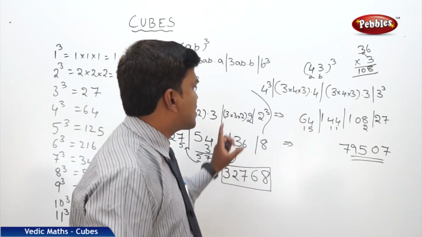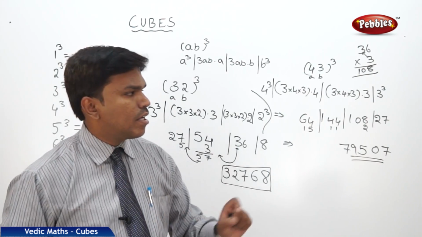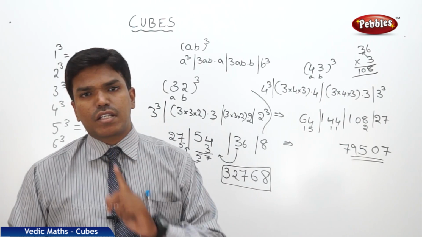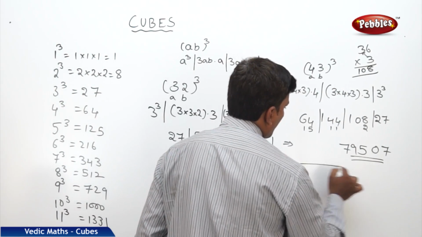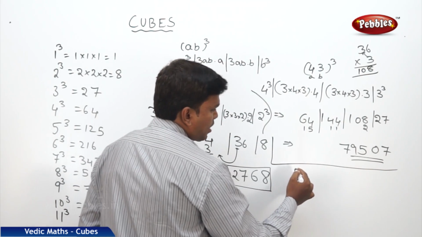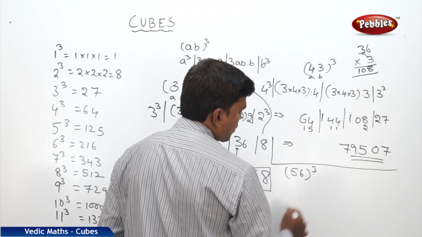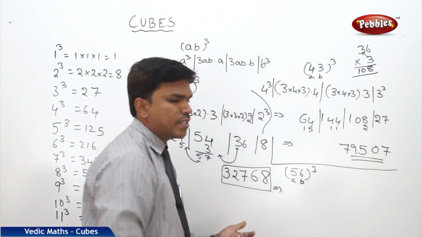See, in these two examples, I explained in a very detailed manner, but there is no need of even putting two steps like this. We can calculate within a single step, and let us see how. We'll take one more example. What is that example? Let us take 56 cube. Now this time, this is A and this is B. That means 5 is A and 6 is B.